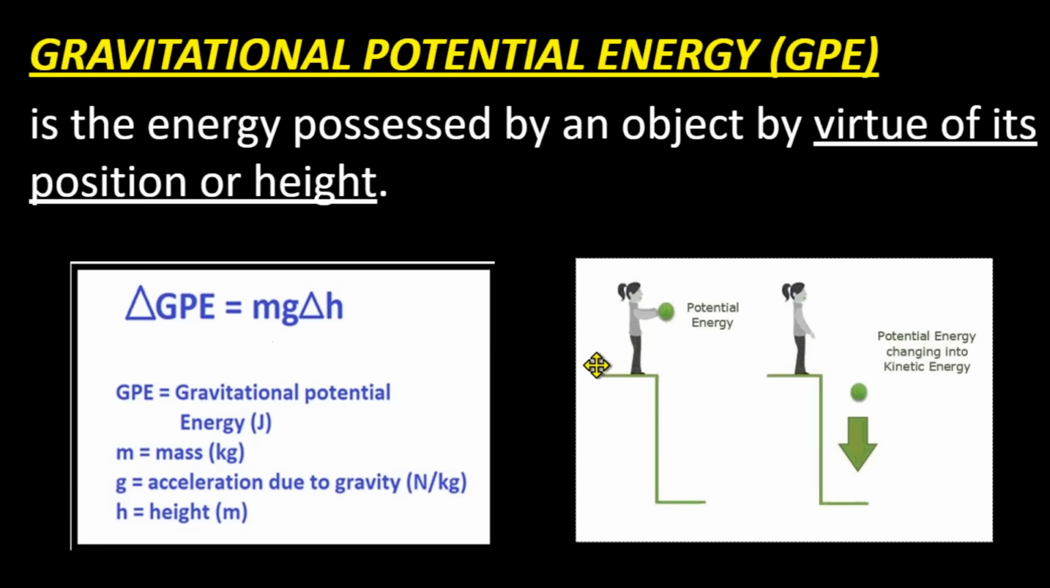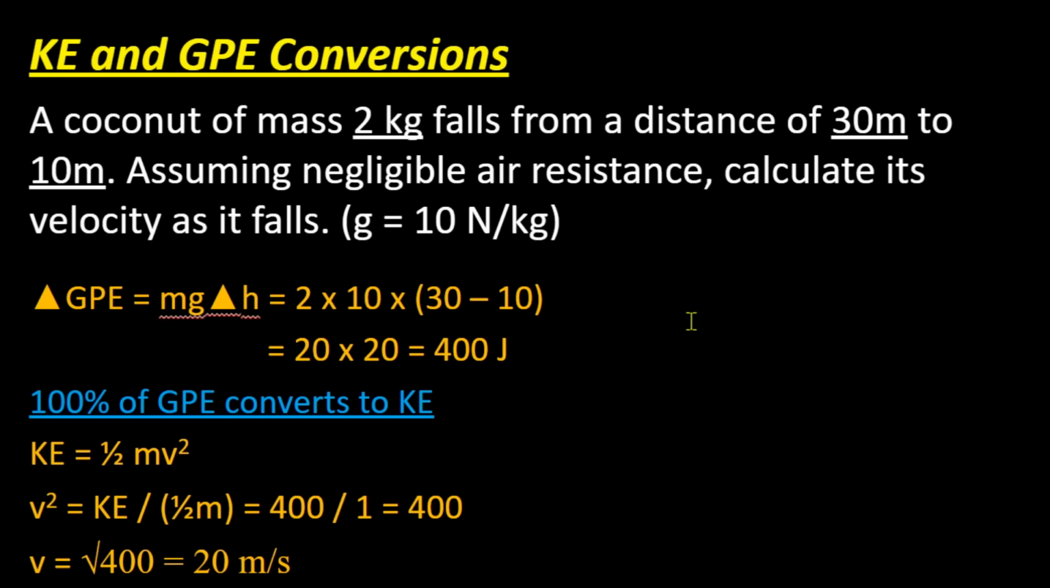If we have an object that is falling, if it's just being held in place at a certain height, it would have gravitational potential energy. When it is falling, it would convert that into kinetic energy. Here we have an example question. A coconut of mass 2 kilograms falls from a distance of 30 meters to 10 meters. Assuming negligible air resistance, calculate the velocity as it falls, and g is 10 newtons per kilogram.